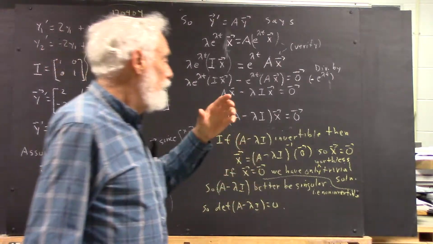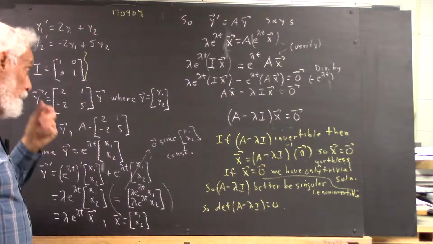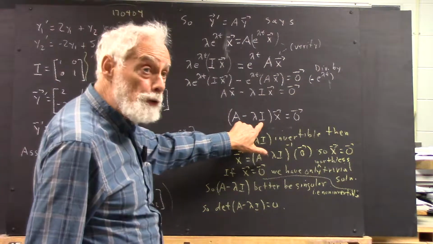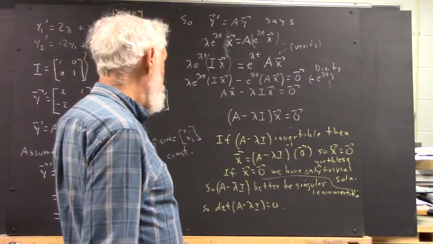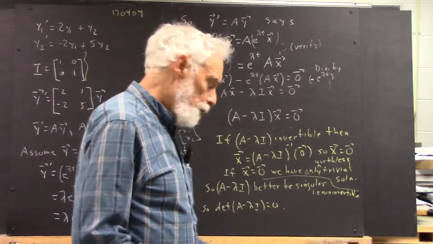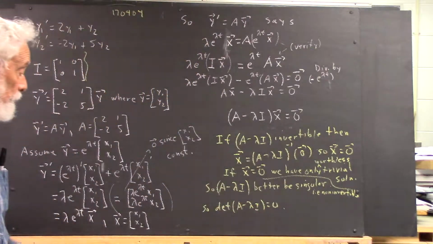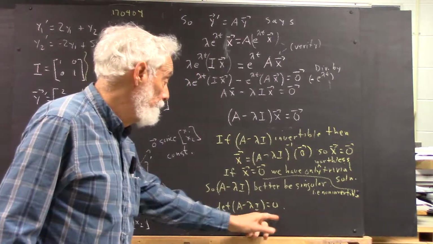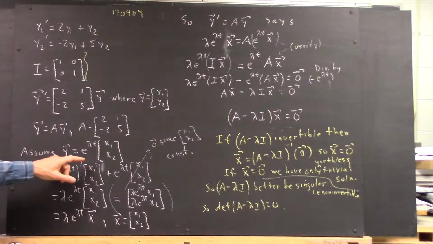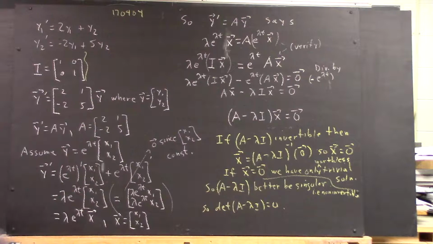If we want to get an x vector so that we don't get a 0 over here, then this matrix had better not be invertible, right? So A minus lambda I had better be singular, i.e. non-invertible, i.e. determinant 0. So there's our condition. We assume that y equals e to the lambda t times some constant x1, x2 column vector.